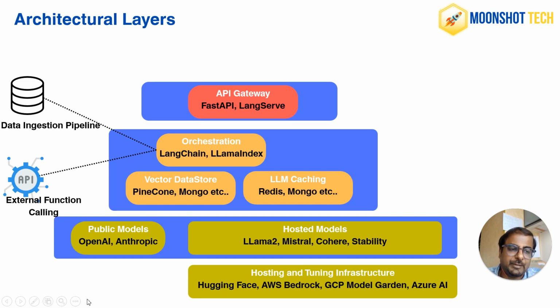Once you have this orchestration layer, you want to make sure your capabilities are exposed via API endpoint, right? And that's where the API gateway comes into play. In the LLM application world, FastAPI is becoming a very common framework for exposing these LLM functionalities, right? So LangChain also has a component called LangServe, which is again built on LangChain and exposes your application functionalities via API endpoint, right?